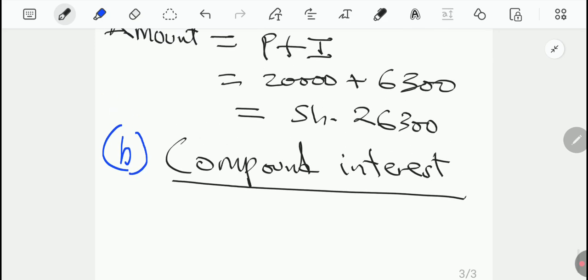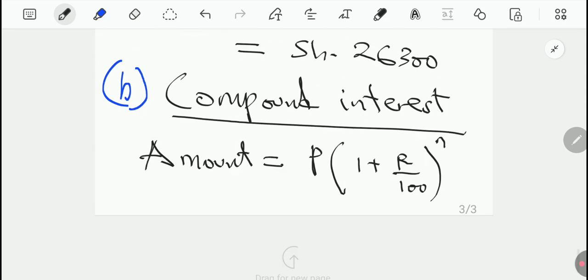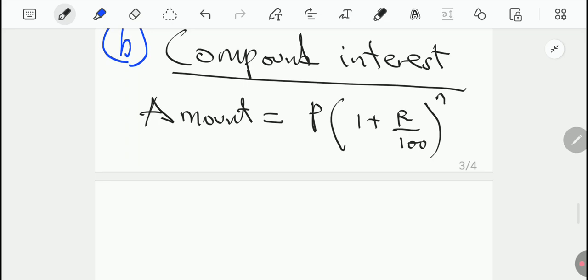Now, what's the formula for compound interest that we're going to use? Amount is equal to, when using compound interest, the same as principal, into 1 plus r out of 100, but to the power n. That's what happens. So that is what we have in amount when you're dealing with compound interest.